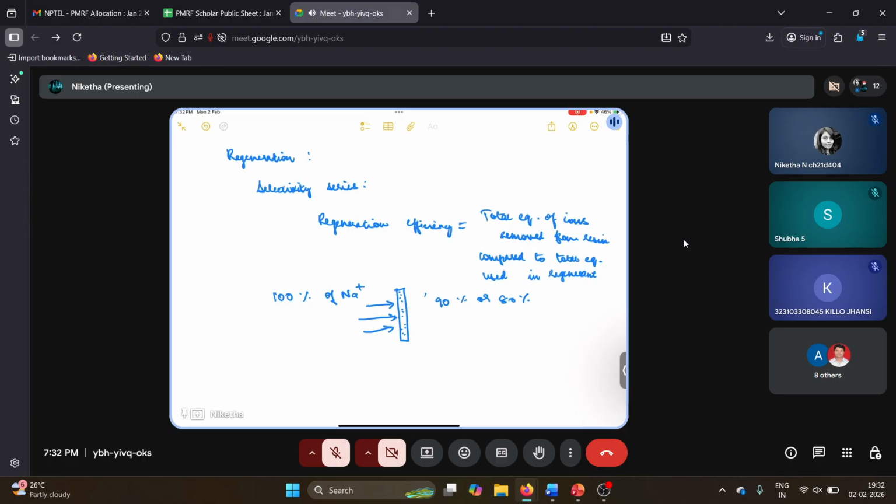So regeneration efficiency is the total amount of ions that is removed from the resin. In this case, if it is 90%, then 10% of the sodium ions will be removed along with the water that is coming out, and the remaining will be present inside the resin itself. So after giving 100% sodium ions in the brine solution, 10% of it is coming out along with the effluent. This ratio of ions removed from the resin to that which was used in the regeneration solution is your regeneration efficiency.